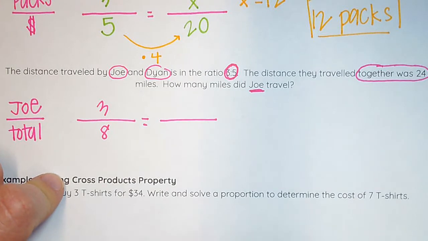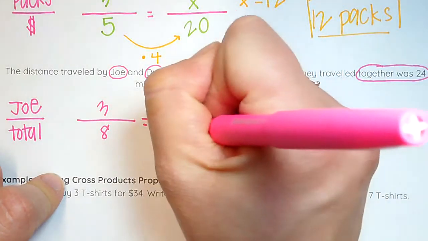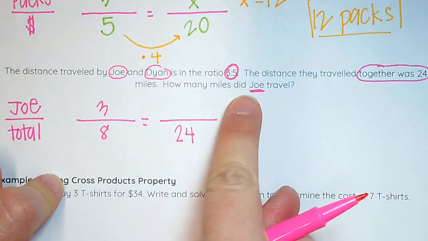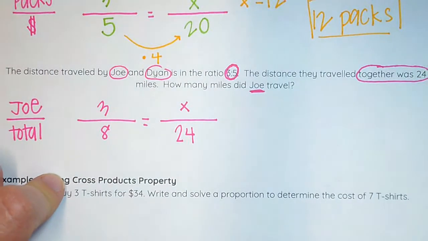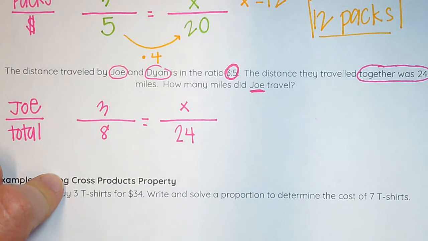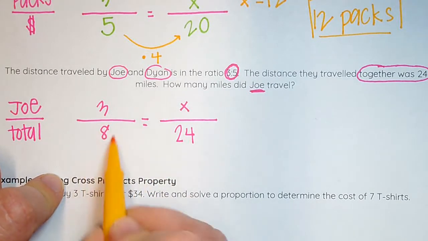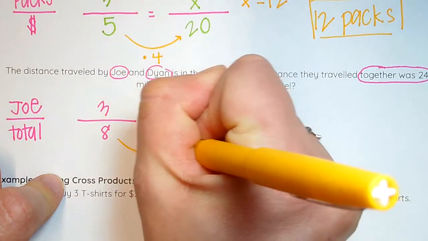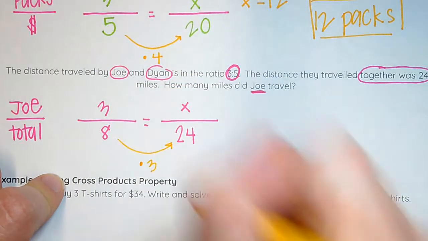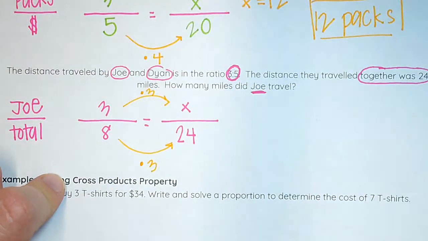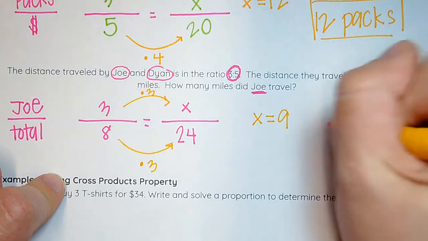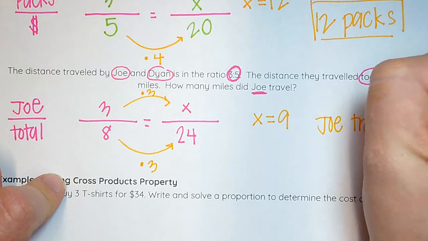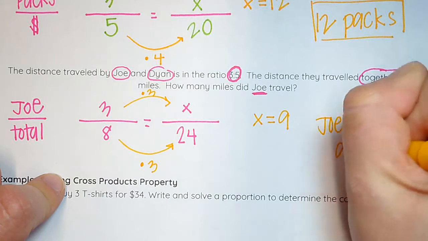My second ratio, I know that I have 24 miles together, so 24 is my total, and I'm looking for how many miles Joe specifically traveled. That's the unknown. That becomes my variable. Once again, I'm using mental math this time, so I say, okay, how do I get from 8 to 24? Well, I multiply by 3. Therefore, if I multiply my numerator by 3, my ratios will remain proportional. 3 times 3 means x equals 9. Therefore, Joe traveled 9 miles.